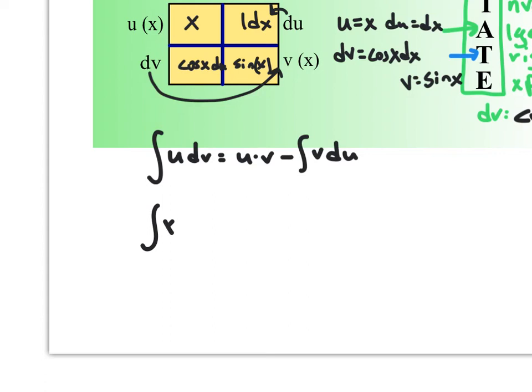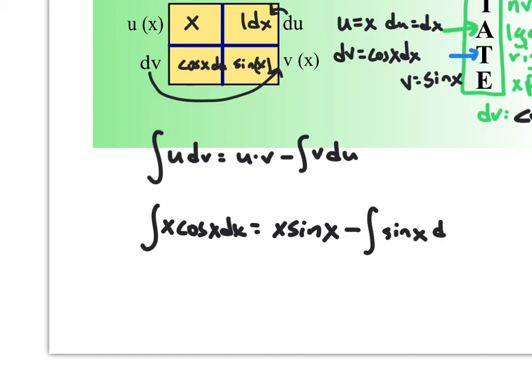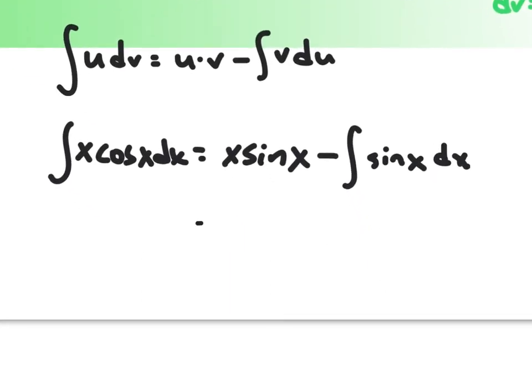Now we can fill this out and do some integration. So the integral of x cosine of x dx is equal to uv. That would be x sine of x. This is u, this is v. Okay, minus the integral of v du. Okay, so v is sine x, du is dx. Now we can integrate and finish this one up.